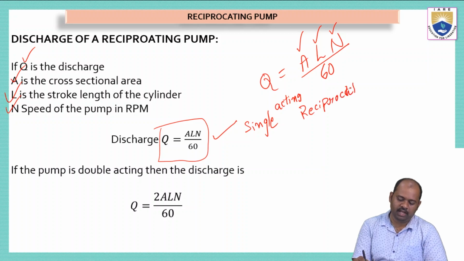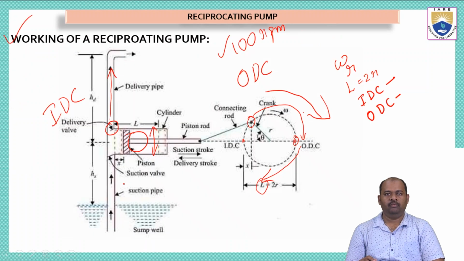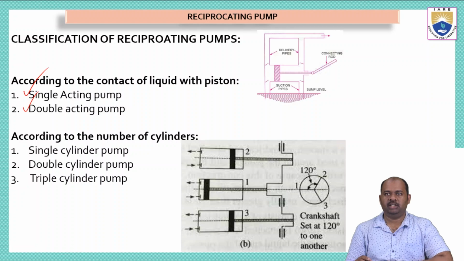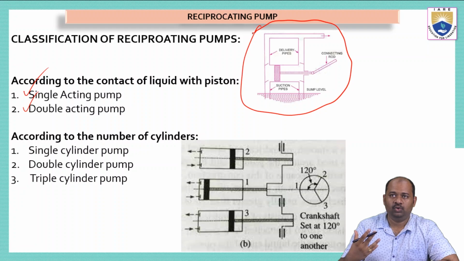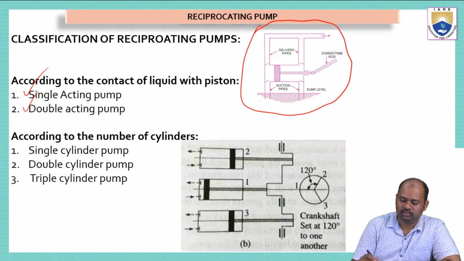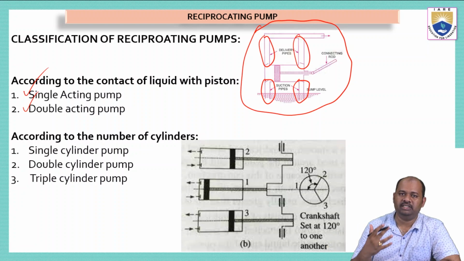What if there is a double acting reciprocating pump? Here we have a double acting reciprocating pump, which we can see in this picture. It has 2 suction pipes and 2 delivery pipes. In the previous one we saw a suction pipe and a delivery pipe. Now, on the other side, to improve the efficiency, we have attached another set of suction and delivery pipes. This is suction pipe 2 and this is delivery pipe 2, where we can get more uniform discharge.